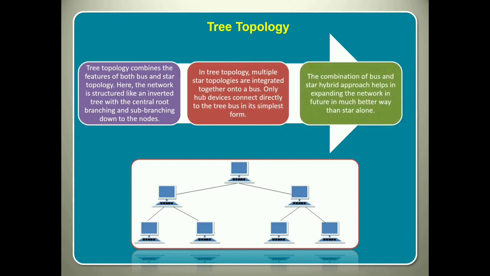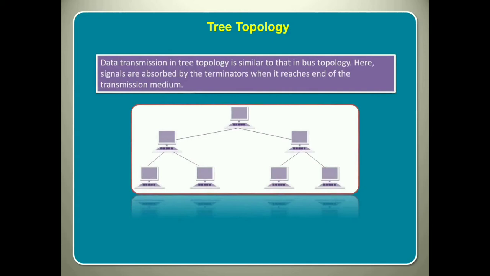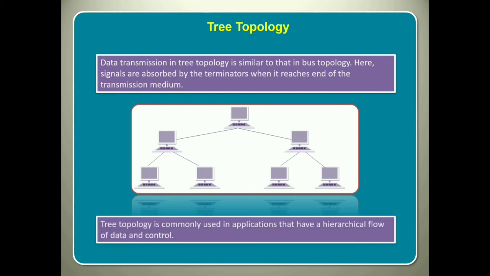The combination of bus and star hybrid approach helps in expanding the network in future in much better way than star alone. Data transmission in tree topology is similar to that in bus topology. Here, signals are absorbed by the terminators when it reaches end of the transmission medium. Tree topology is commonly used in applications that have a hierarchical flow of data and control.